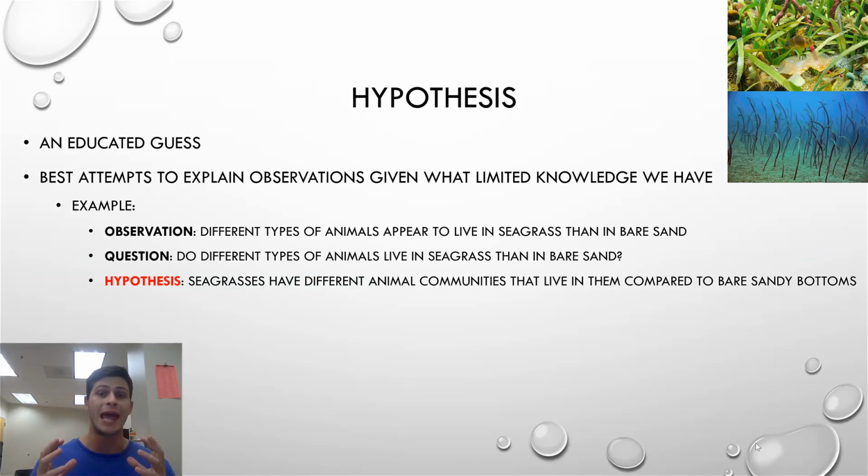Now, next, we develop a hypothesis. A hypothesis is an educated guess. This is the best attempt to explain the observations given what little knowledge that we have about the outside world or in the context that we are looking at in this specific moment. So again, we have our observation. We're observing different types of animals in two different habitats, seagrass and bare sand. And then we have our question. Do different types of animals live in bare sand versus seagrass meadows? And we have finally our hypothesis. We are hypothesizing, so our educated guess is that yes, seagrasses have different animal communities that live in them compared to those that live in bare sand.